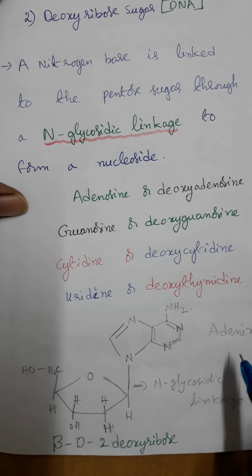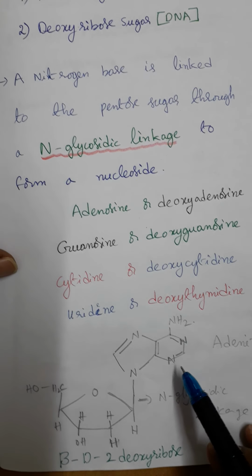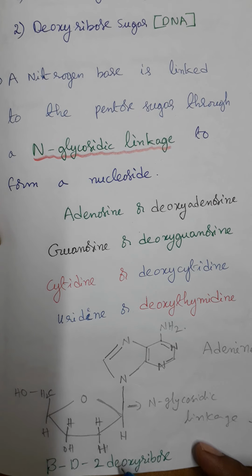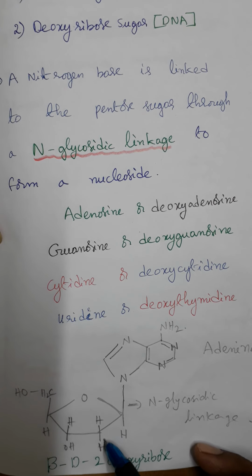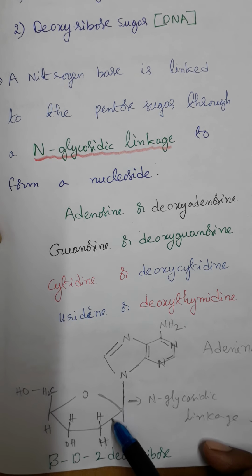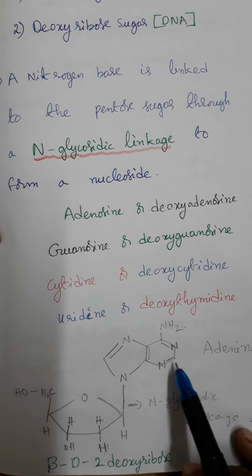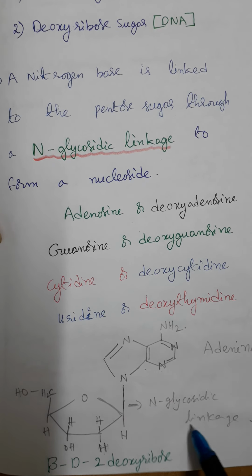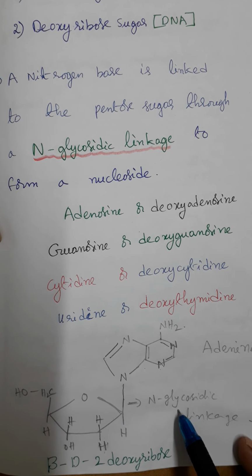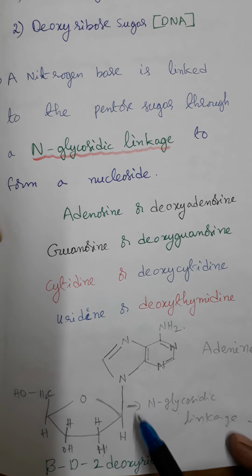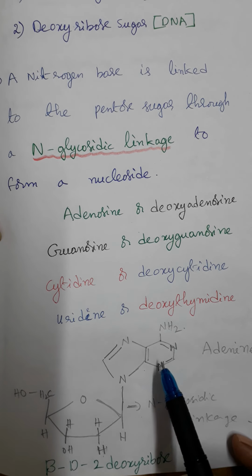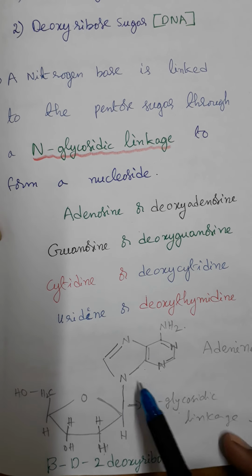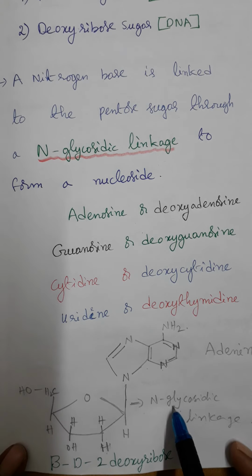Look here at the chemical structure of adenine. This is the deoxyribose sugar. Deoxyribose sugar is attached to one of the nitrogen bases. This link is known as the N-glycosidic linkage. The N-glycosidic linkage is present in between the nitrogen base and sugar. It's important for objective, please remember.